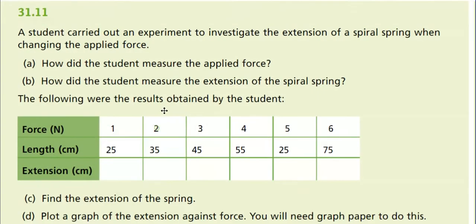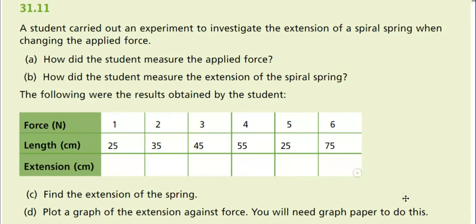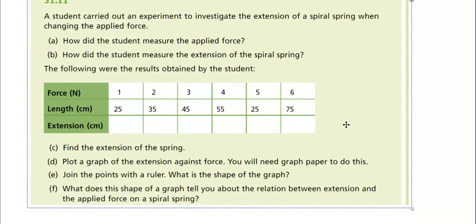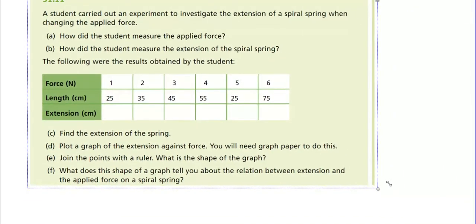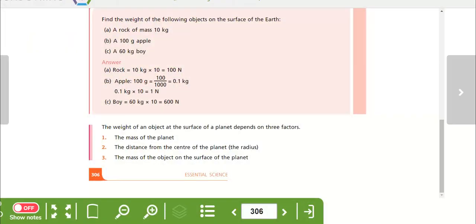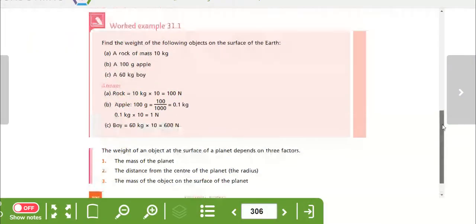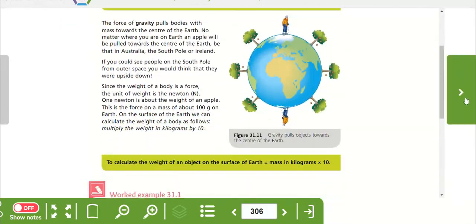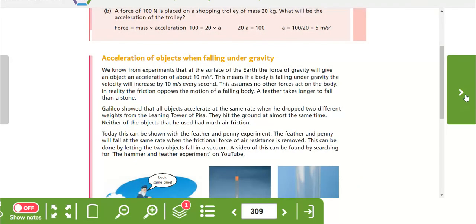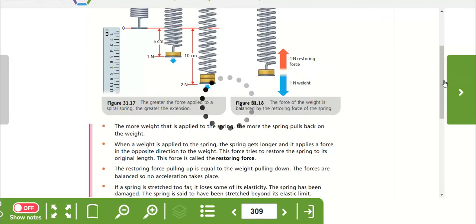Next one. A student carried out an experiment to investigate the extension of a spiral spring when changing the applied force. How did the student measure the applied force? Okay, so here's what we're going to do. We're going to go back to this question here. Oh, sorry, we have an experiment we need to find out. Here it is here.